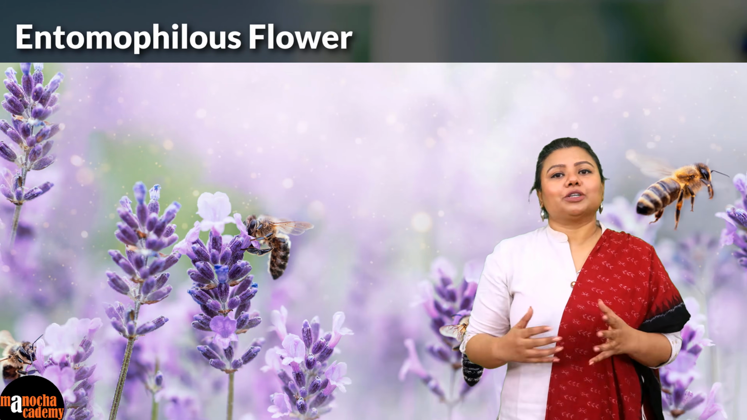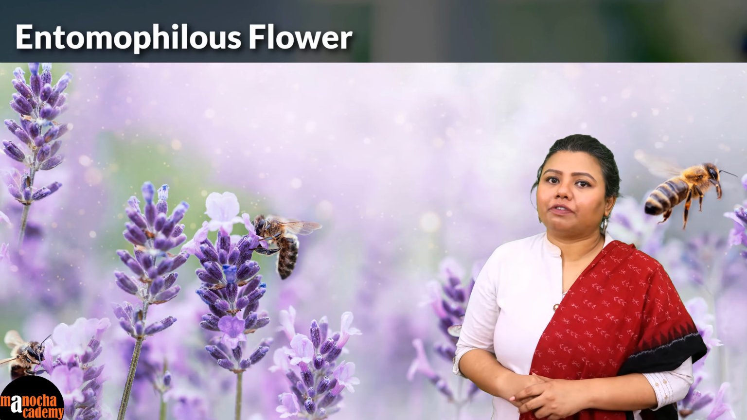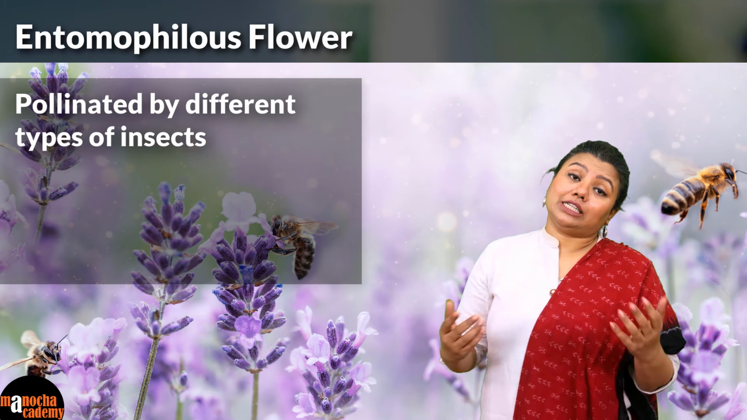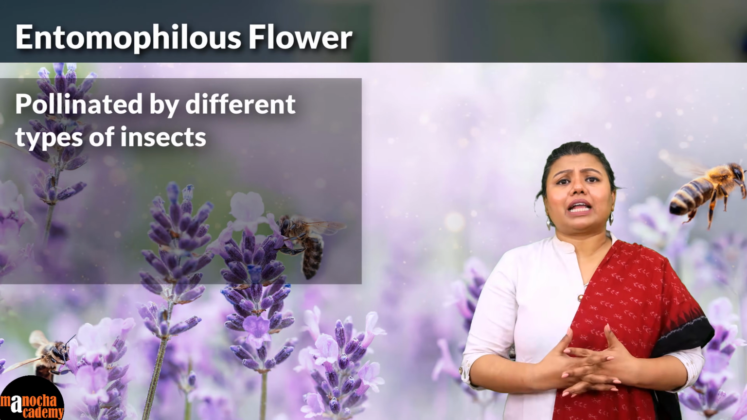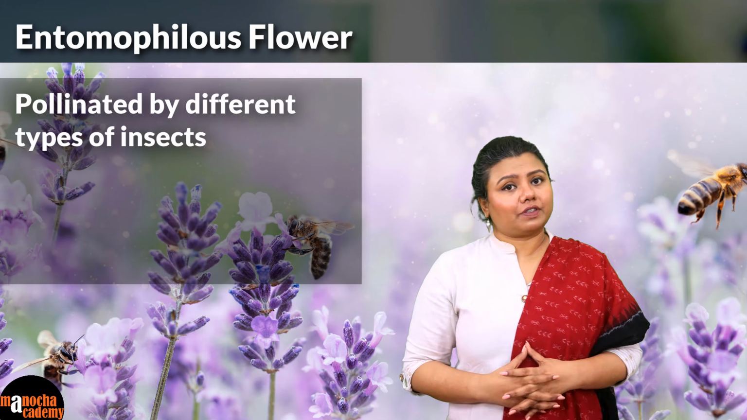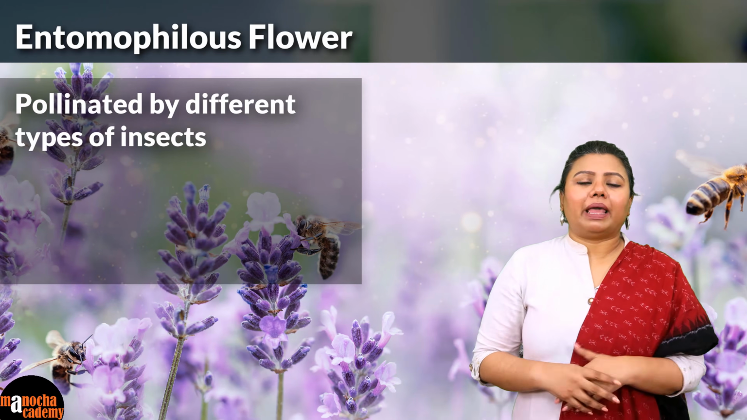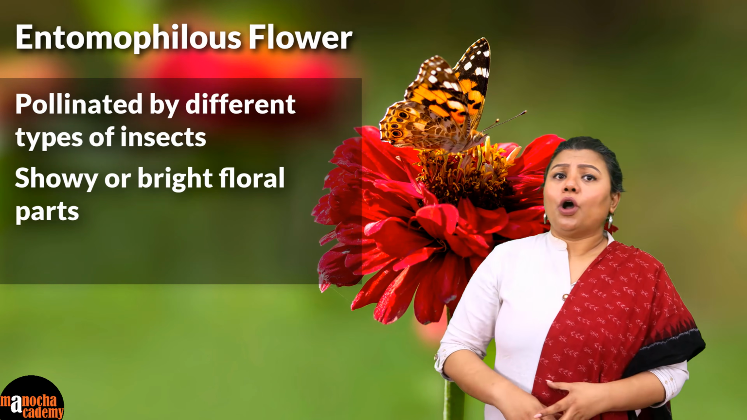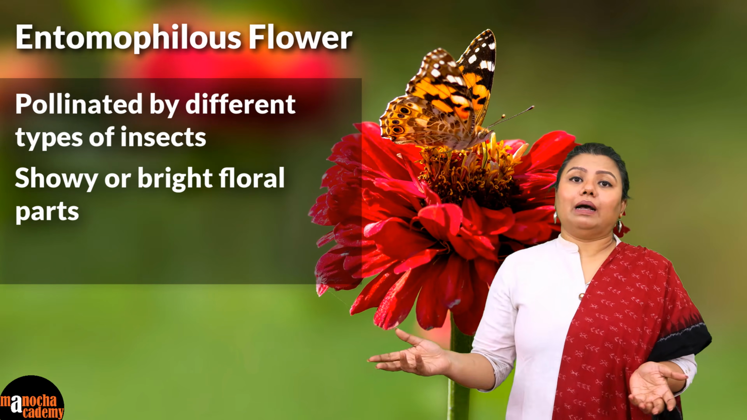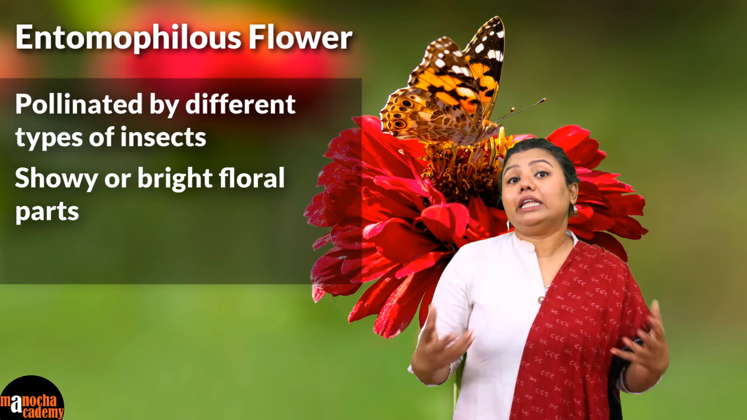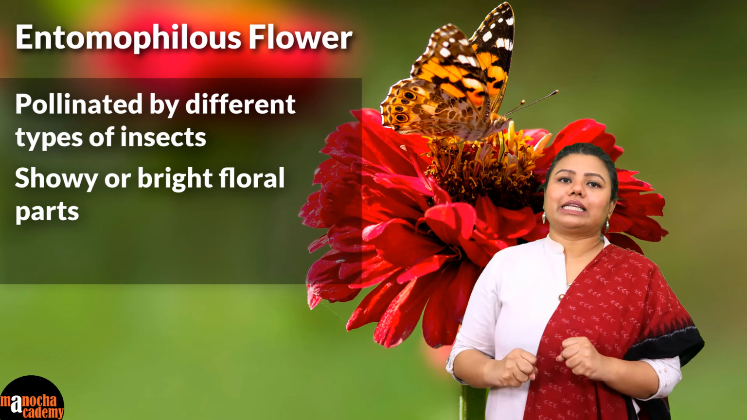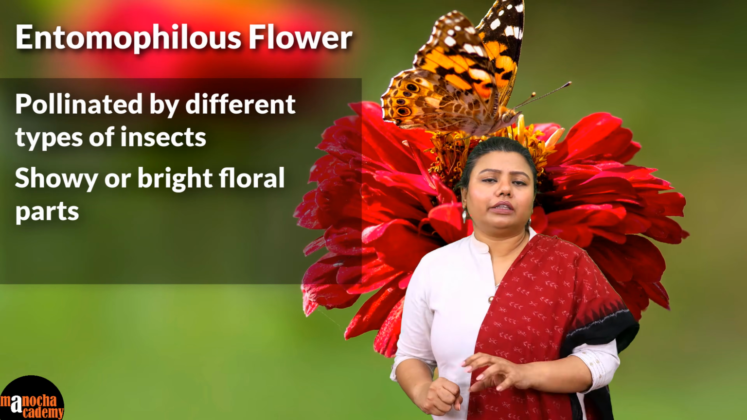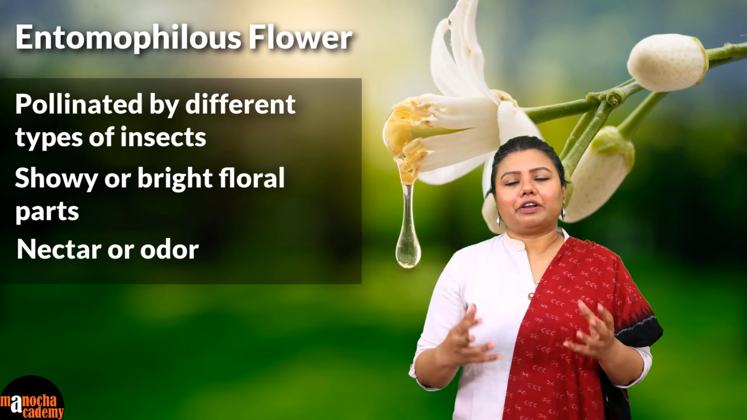Now let us move on to entomophilous flowers. The entomophilous flowers are pollinated by different types of insects, and it is very obvious that to attract insects towards the flower, the flower has to have some characteristic feature. One of them is having showy or bright petals or colors. If the petal is not conspicuous, then some other part becomes showy. Maybe the sepals become showy, or maybe some leaf becomes showy, so that it can attract the insects towards the flower. If it is not color, then they might have other things, for example nectar or odor for attracting the insects.